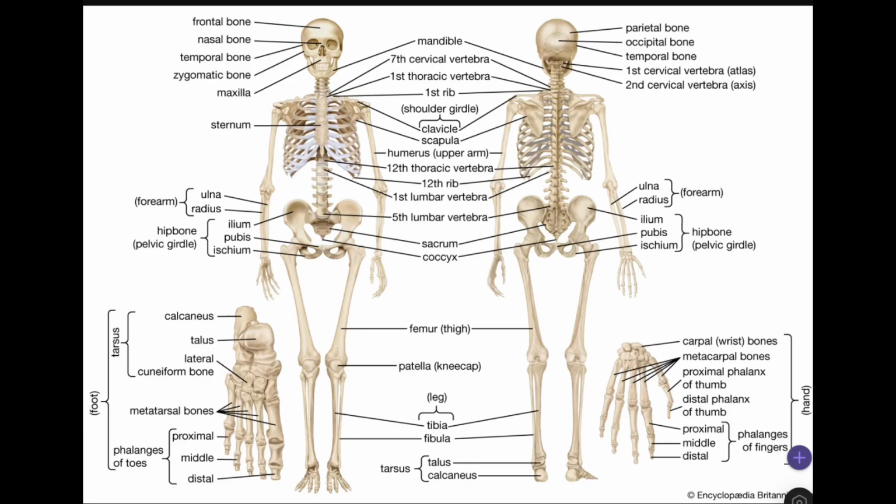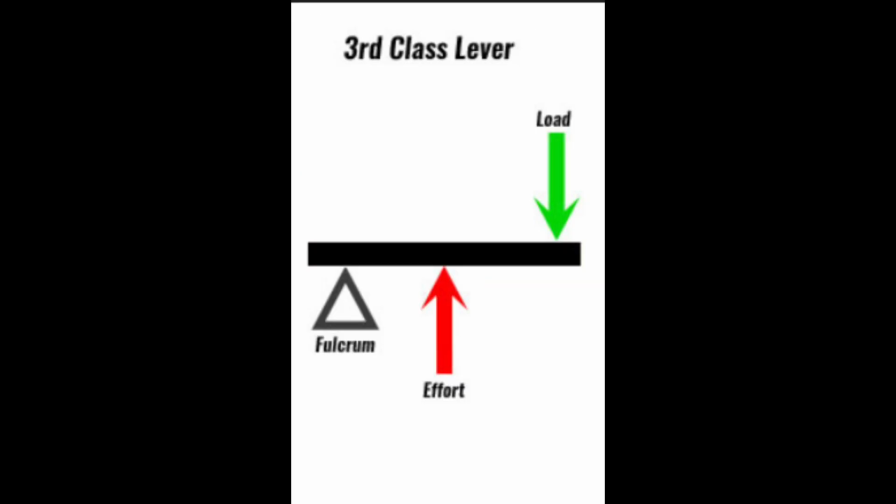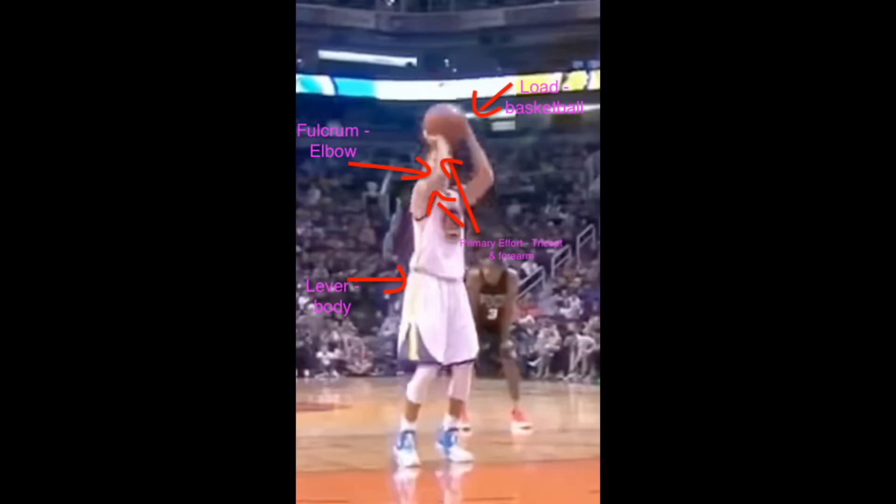The human skeletal system has a lot of levers, with the majority being third-class levers. These levers have the effort applied between the fulcrum and the load, meaning they prioritise speed over force. As Steph takes his free-throw, his arm acts as the lever, the elbow acts as the fulcrum, the basketball is the load, and the primary effort for extending the arm is applied by the contraction of the tricep and forearm. This allows the arm to extend rapidly, which provides the force to accelerate the arm and the ball.